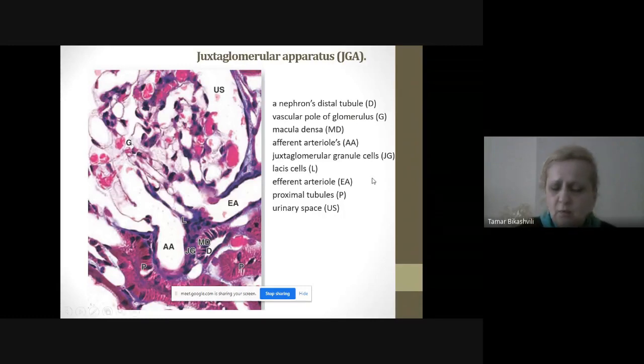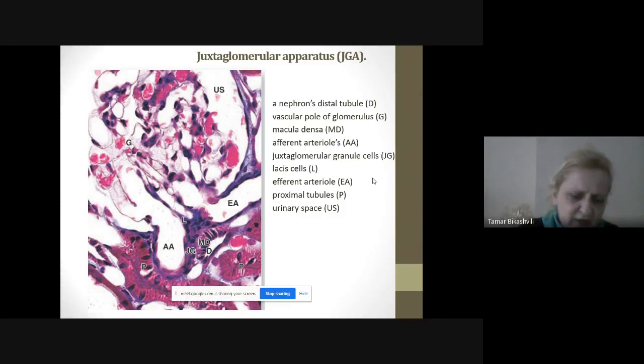So now, what is the function of this apparatus? Monitoring blood pressure. And how does this process proceed? What are the steps? Elevated arterial pressure increases glomerular capillary blood pressure, which increases the glomerular filtration rate.